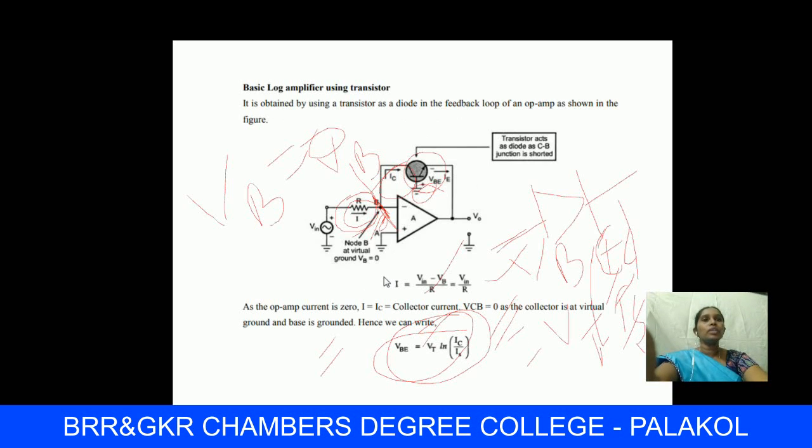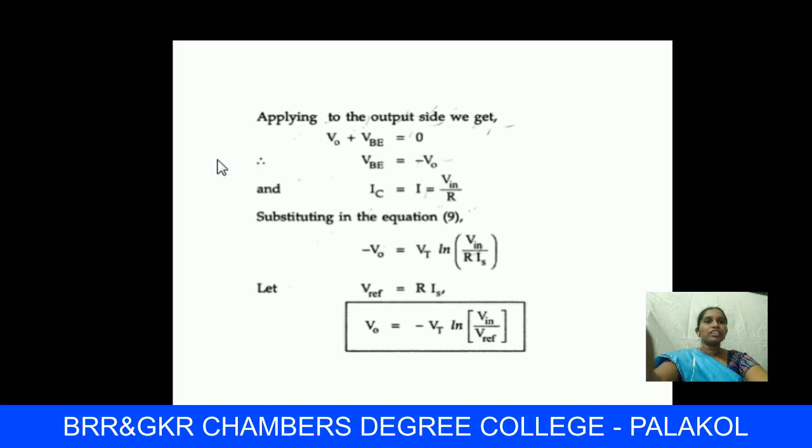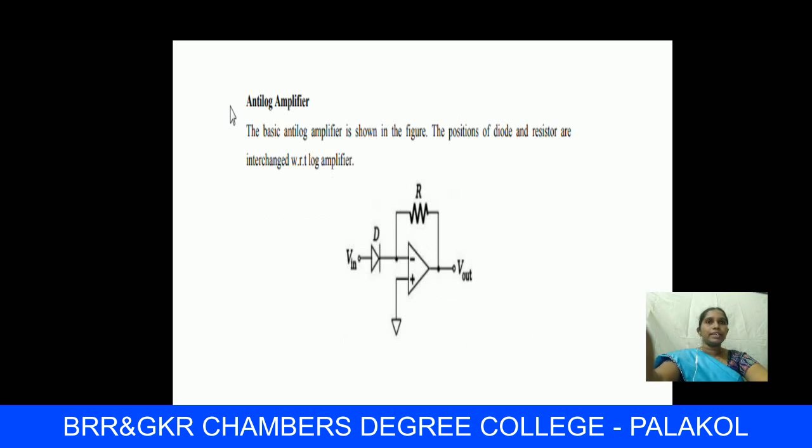We are substituting this, so therefore we can change this. By calculating and simplifying this, V reference is equal to R into IS. Therefore V naught is equal to minus VT into Ln of V in divided by V reference. Okay, next coming to the anti-logarithmic amplifier.